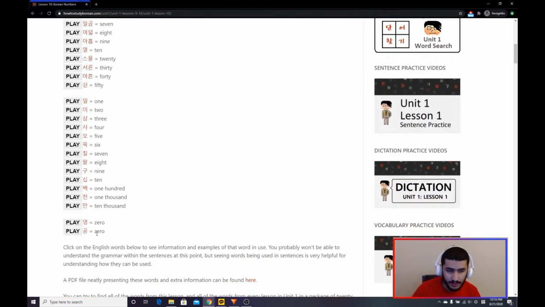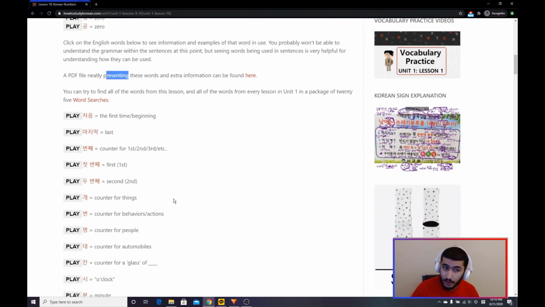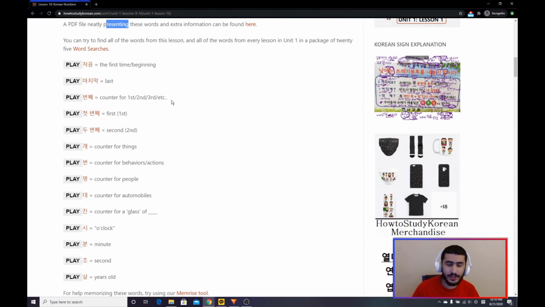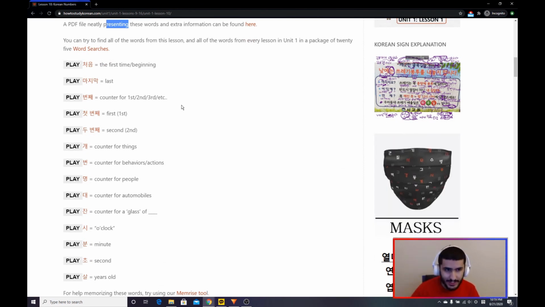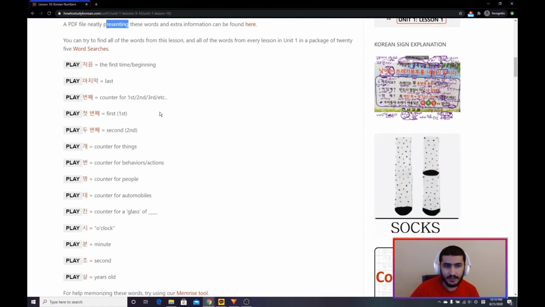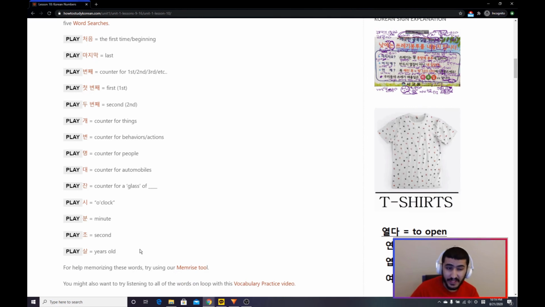So 0, 0, and 콩. There are also words related to numbers that you should learn. So 처음, the first. 첫 번째, 두 번째. This is all first, second. 마지막, the last.